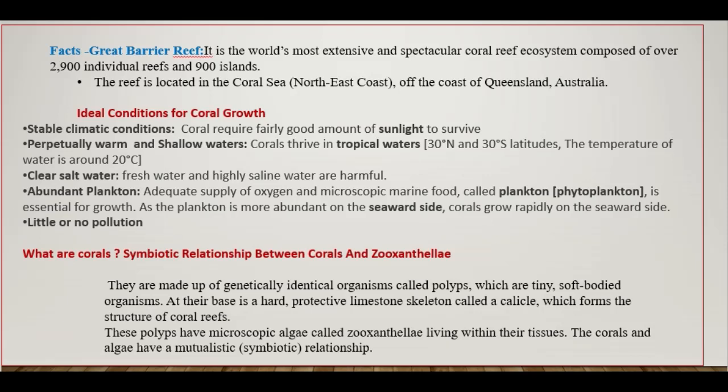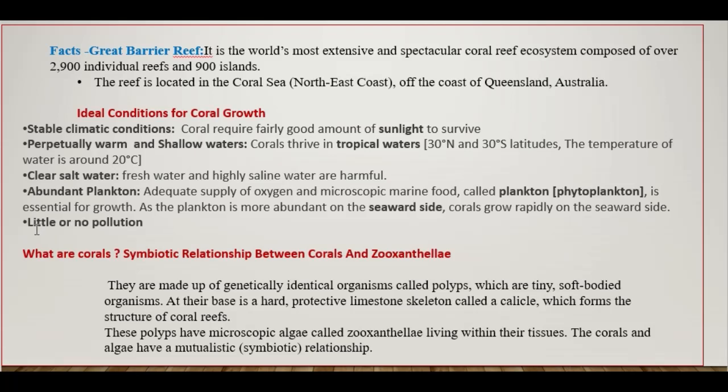Okay. Now, what are the ideal conditions for coral growth? They should have good climatic conditions where there is enough sunlight. That is in subtropical and tropical areas, 30 degree north and 30 degree south. Wherever the water is shallow, it grows. It needs slightly salty water. It does not grow in fresh water and highly saline water. And it also does not grow where there is a high level of pollution. So it needs less pollution.